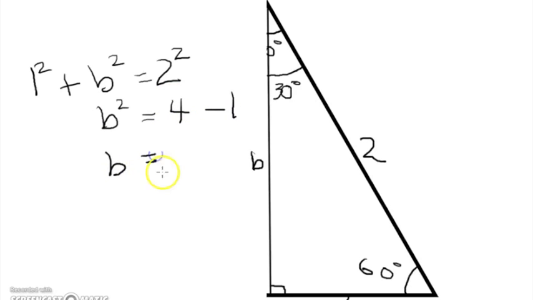Taking the square root, we now know that b is equal to the square root of 3. So write that value in next to our triangle.